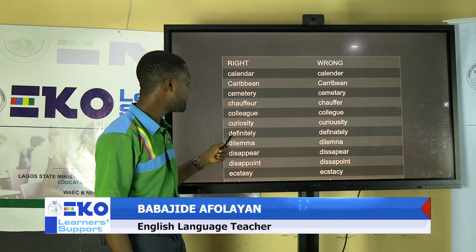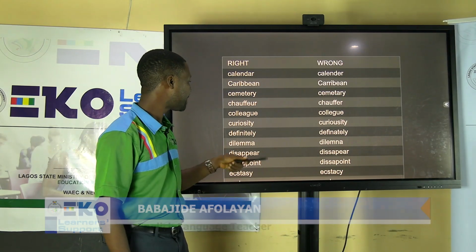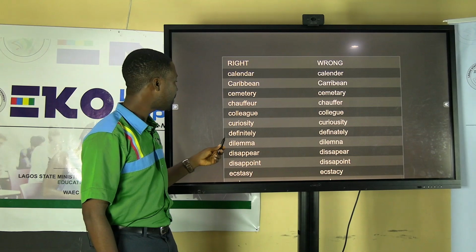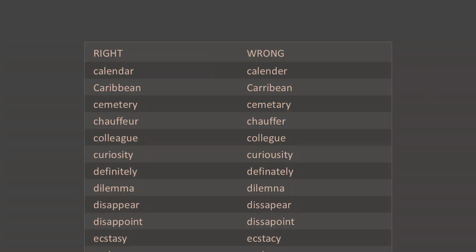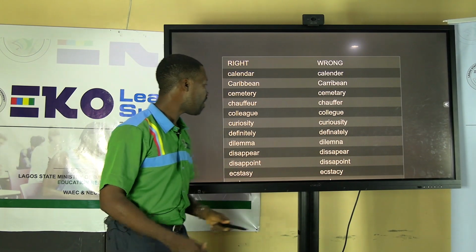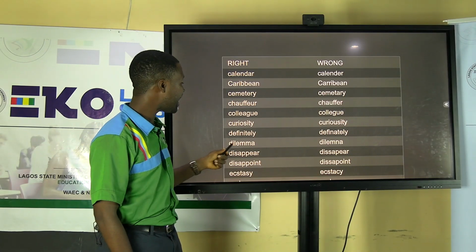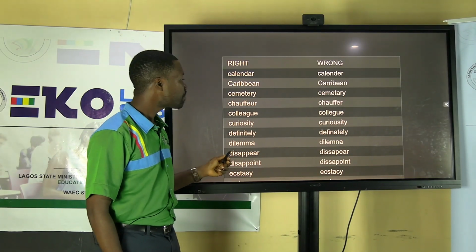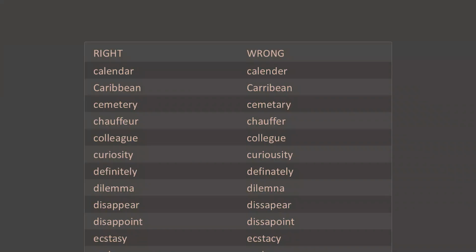The next one is definitely. Definitely is spelled D-E-F-I-N-I-T-E-L-Y, not with an A as we pronounce definite. D-E-F-I-N-A-T-E-L-Y is the wrong way of spelling. The next word is dilemma. Dilemma is spelled with two M's, not one M and no N.